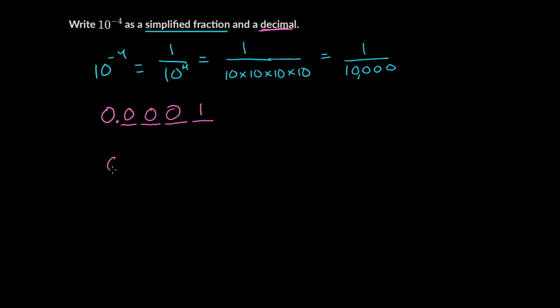So this is 0.0001. Another way to think about it is 10 to the negative 4, notice, to go from 1 to this right over here, we would have to move the decimal 1, 2, 3, 4 to the left. So one way to think about it, if you multiply by 10 4 times, you're going to move the decimal 4 times to the right. If you do it 10 to the negative 4, you're going to move the decimal 4 times to the left.